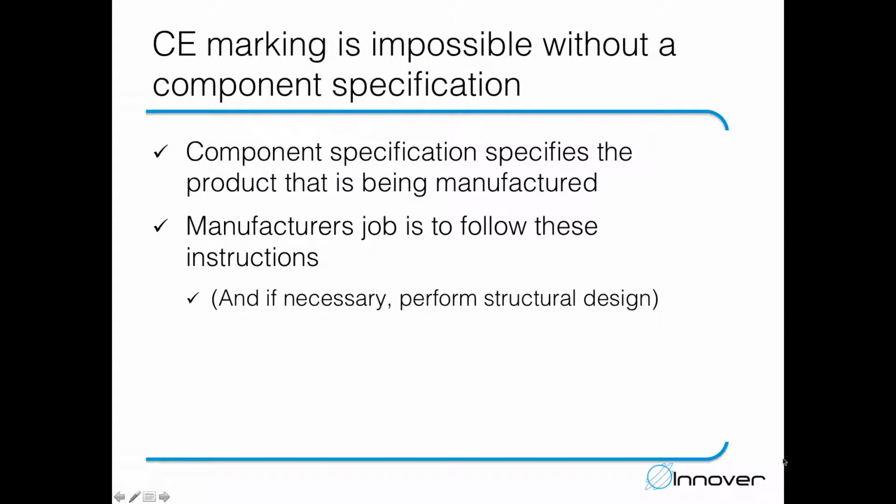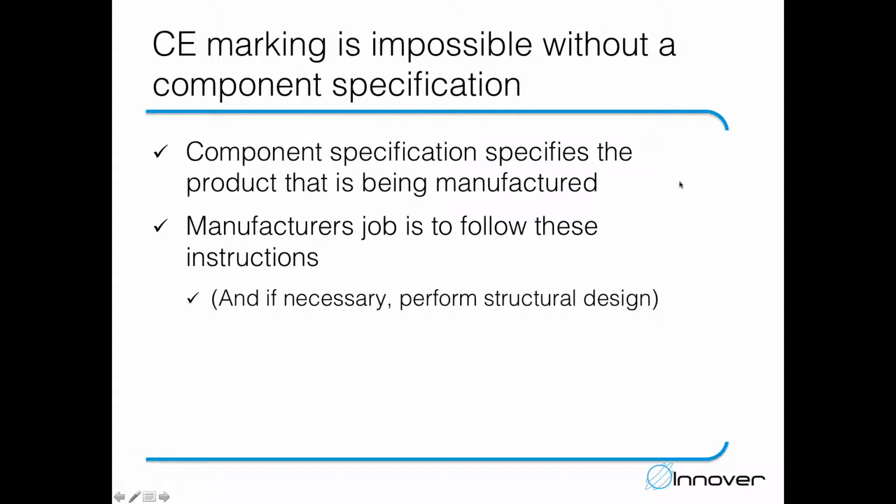And the thing I would like to just say here in the beginning, before we go too much into detail of what the essential characteristics are and so on, is that CE marking is basically impossible without a component specification. So if up until now you have been manufacturing steel products without a picture, without an engineering picture, that's not possible anymore.